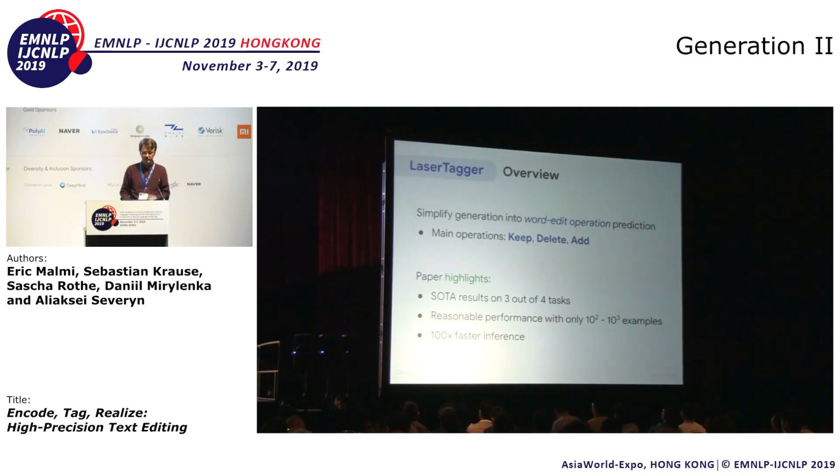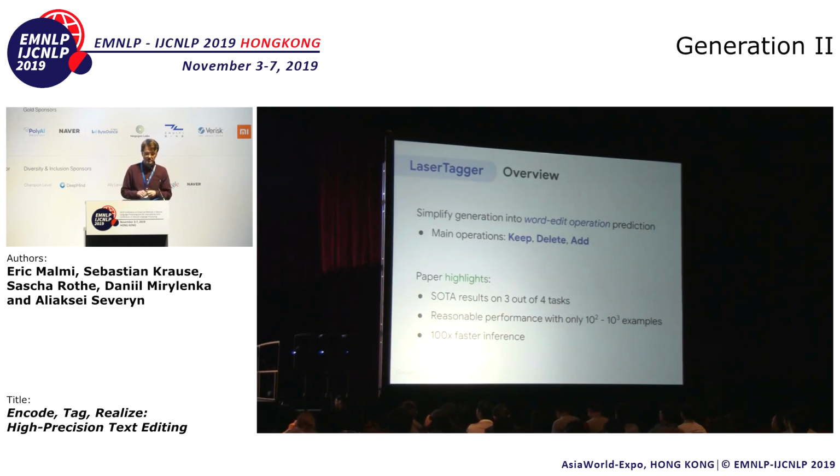To this end, we've developed a method we call LaserTagger. LaserTagger simplifies this problem into a prediction of edit operations. For each token in the input text, we predict an edit operation, which can be either keep or delete. But additionally, we allow the model to predict that a certain phrase should be added before a given word.